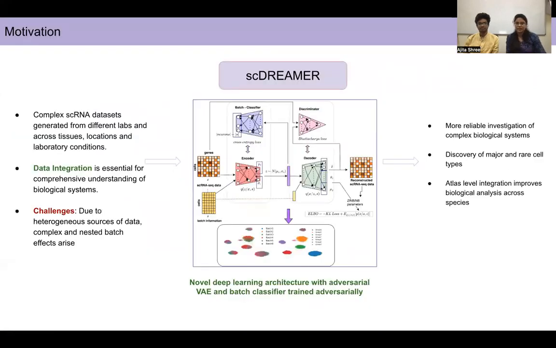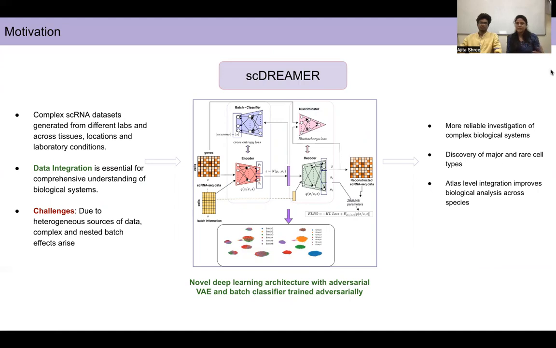The motivation behind our work is that there are complex scRNA datasets generated from different labs across different tissues, locations, and laboratory conditions. The data integration task is very important for a comprehensive understanding of any biological system, and it also helps in the discovery of major and rare cell types. Along with that, atlas level integration improves biological analysis across different species. But there are a lot of challenges in data integration, as the data is generated from heterogeneous sources and has batch effects.